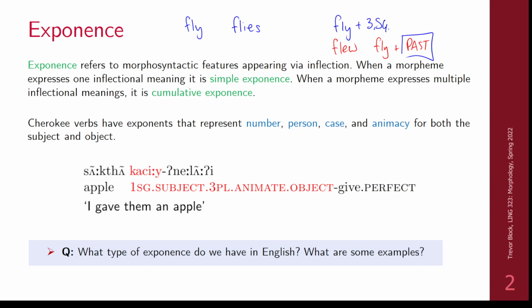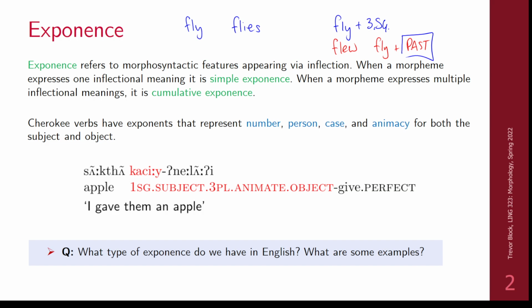If there is one marker that expresses multiple inflectional meanings, that's called cumulative exponents. So for example, with flies, we have agreement with third person and singular. So really there's two meanings associated with that marker. But I would rather not use English as an example and instead use the example below.